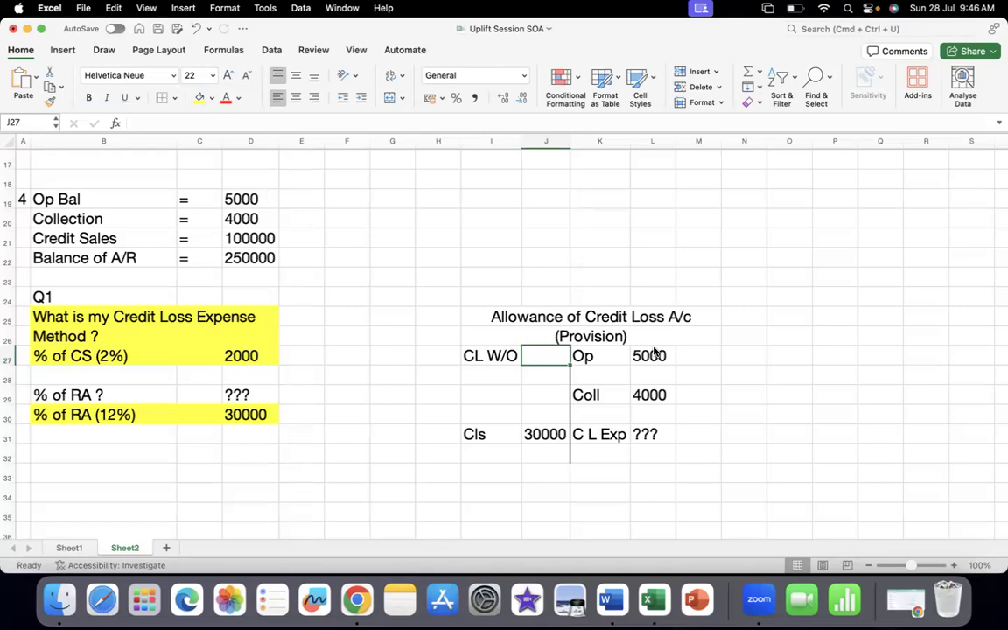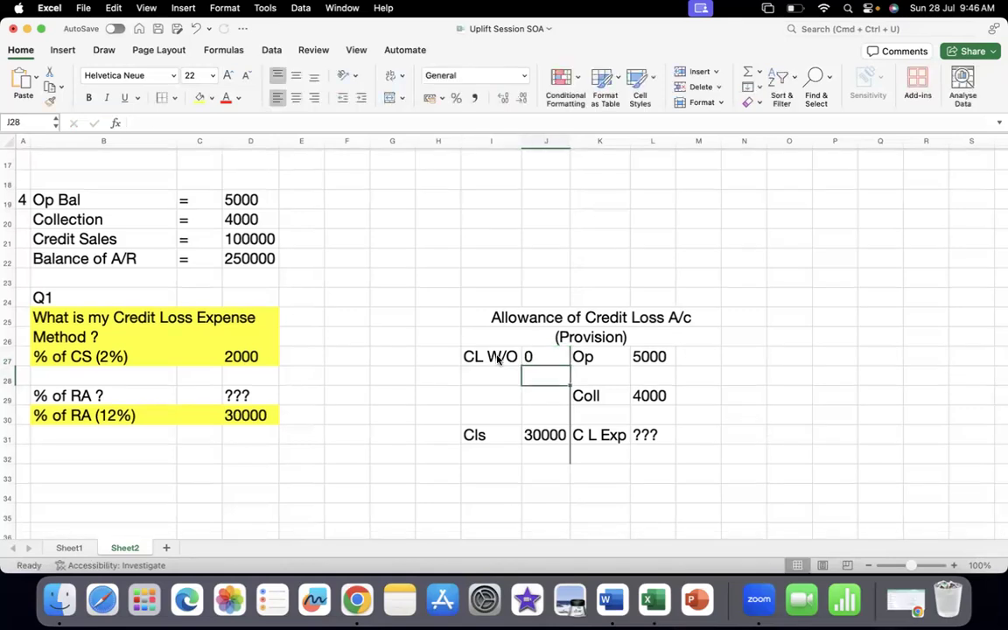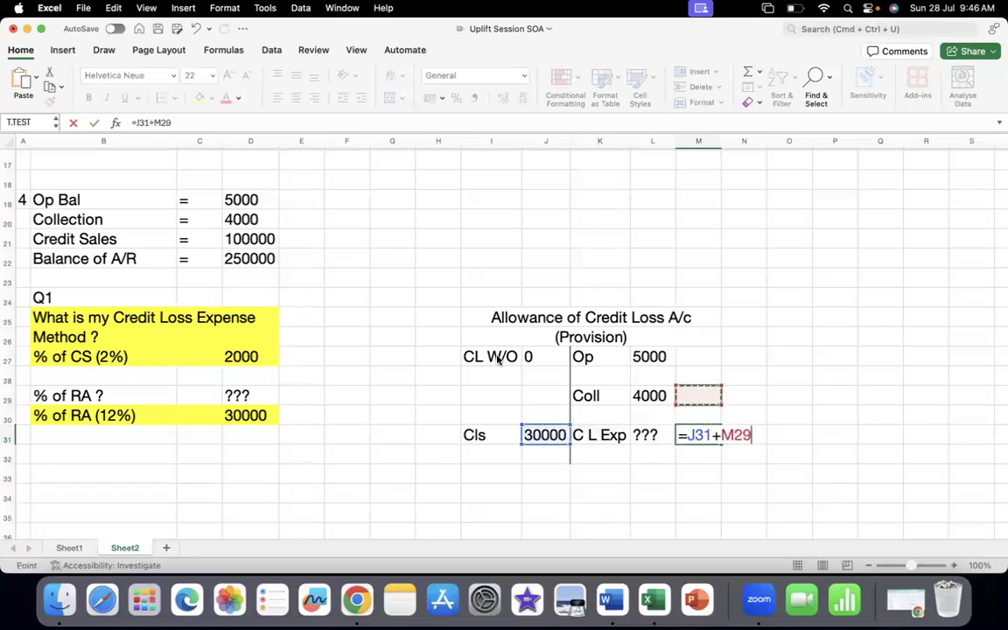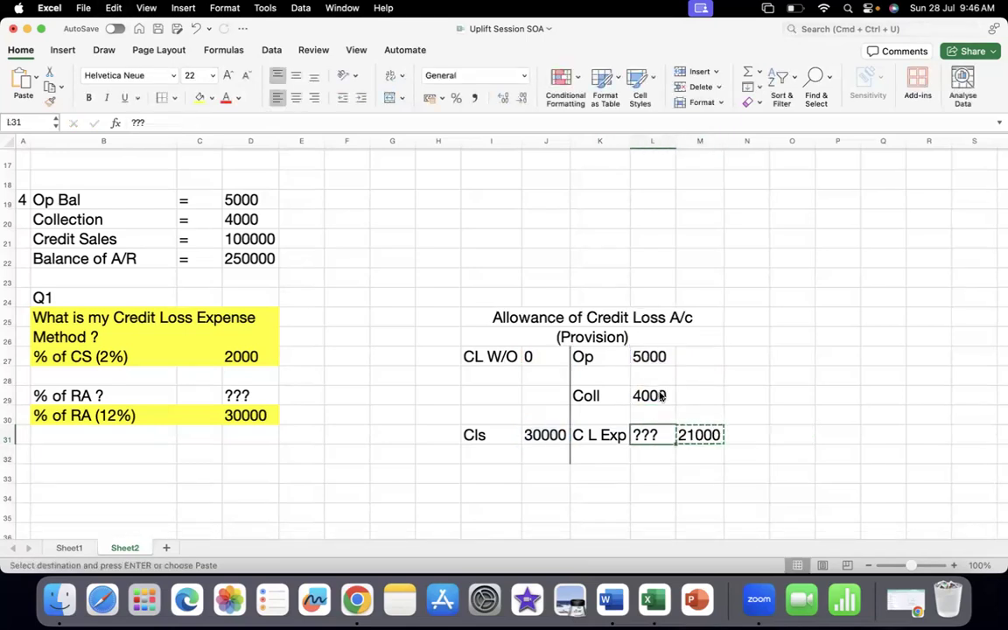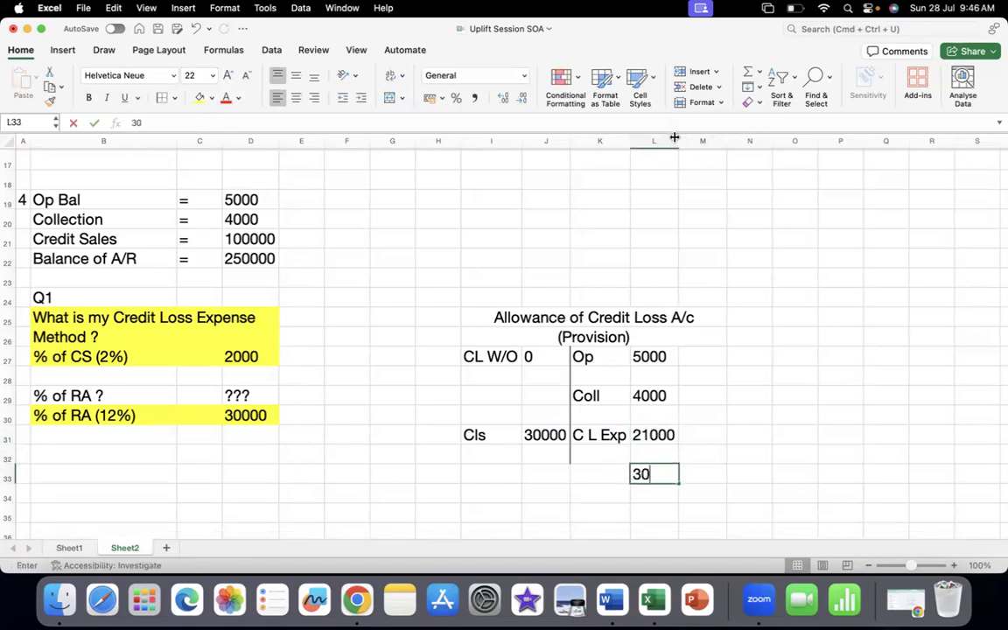So because you don't have a credit loss written off figure, you can just assume it as 0. And the balance of this would be your credit loss expenses. So this would be 30,000 plus 0 minus 5,000 and minus the 4,000. That becomes 21,000, and 21,000 plus 4,000 plus 5,000 gives you 30,000 as your ledger tie out figure. Okay. So that's how you need to approach.